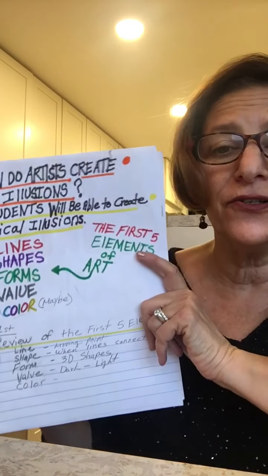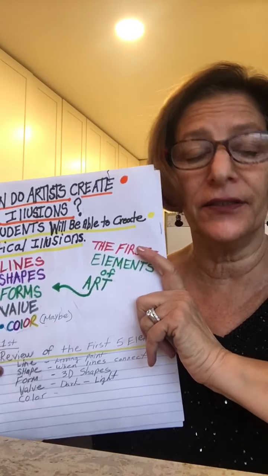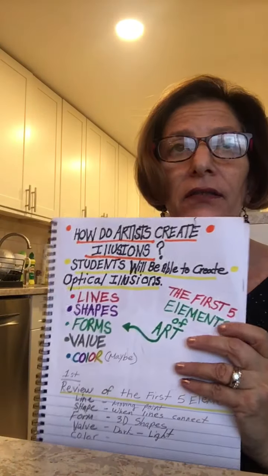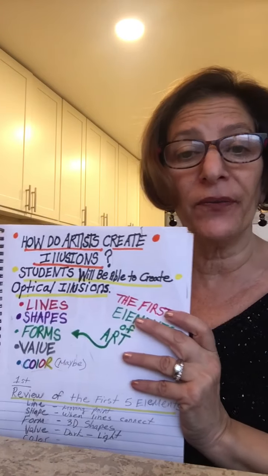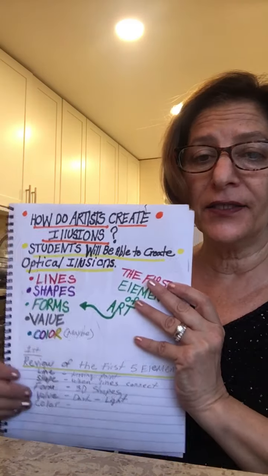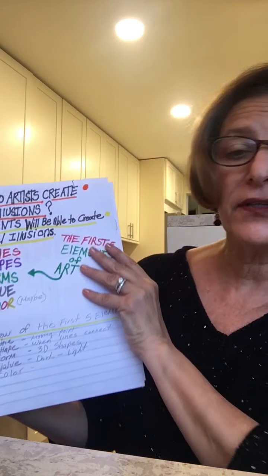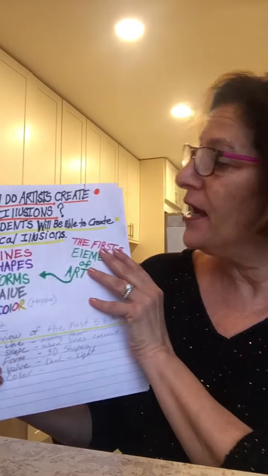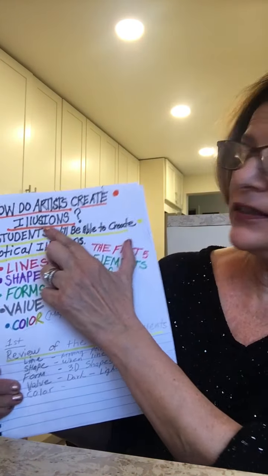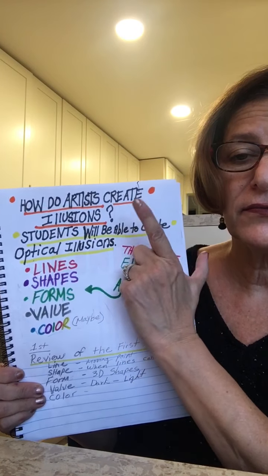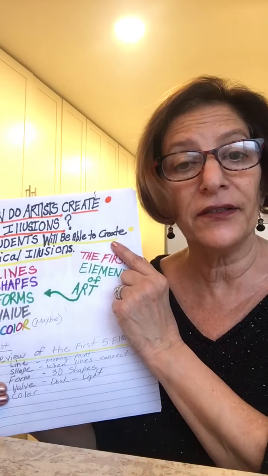Today we're starting a new unit of study. We had a little bit of it last week, but now we're more formally starting it. And the essential question is, how do artists create illusions? How do artists create illusions?